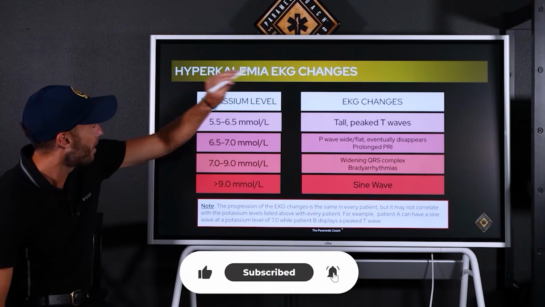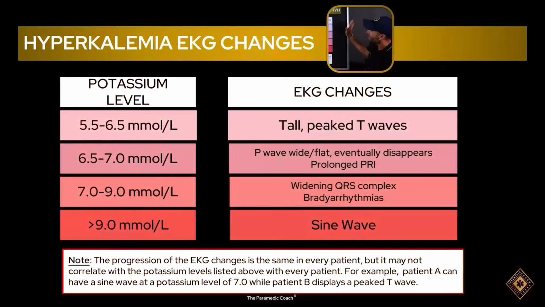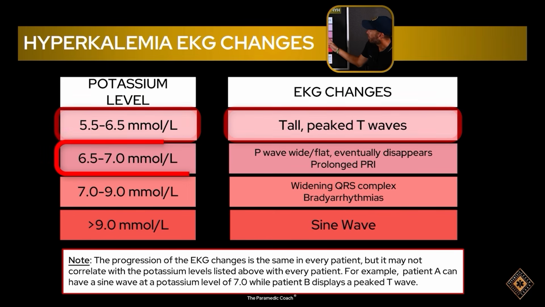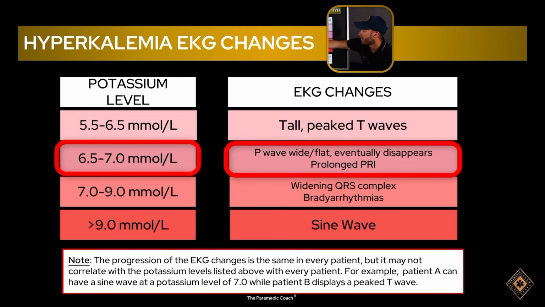Okay, here we go. Potassium level EKG changes. 5.5 to 6.5, and when we draw blood, here we go. We get a tall peak T wave, a T wave that we don't want to be anywhere near. It looks like a spike, okay? 6.5 to 7, the P wave is wide and flat, okay? It eventually disappears, and we get a prolonged PRI, okay?